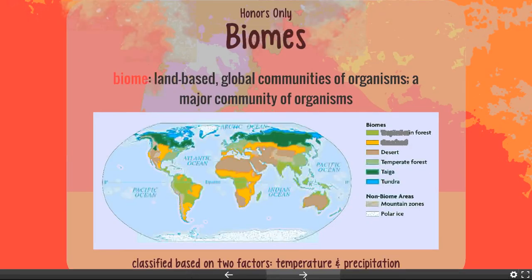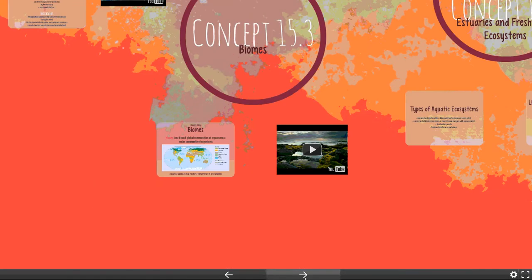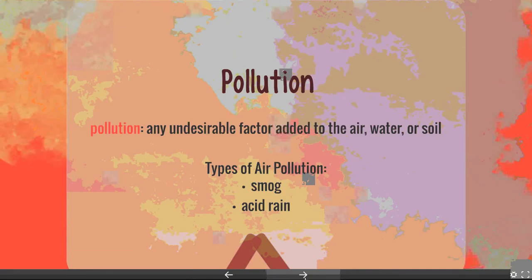All right, then there's biomes. A biome is a land-based global community of organisms, or a major community of organisms. They're classified by two factors, their temperature and their amount of precipitation. All right, now we're going to talk about pollution. This is how humans are impacting the biosphere. Pollution is any undesirable factor added to the air, water, or soil. The types of air pollution are smog and acid rain.